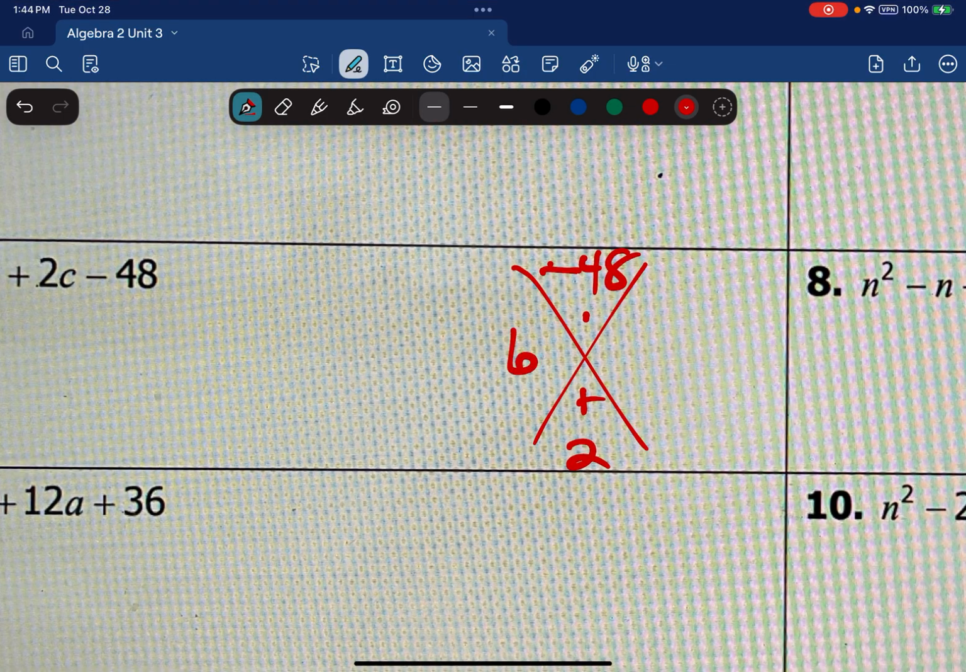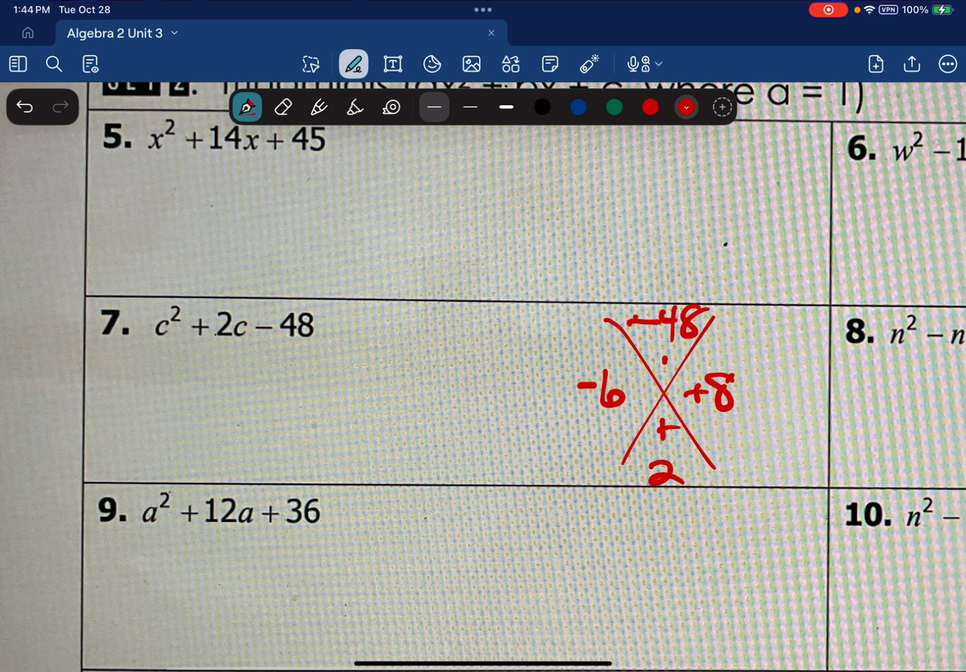Math facts, 6 times 8. 6 times 8 would multiply to be 48. If we subtracted them, I would get 2. To multiply to get a negative number, one of our numbers has to be negative. So when I add it and get a positive 2, I'd have to have a positive 8 and a negative 6 to get that positive 2 left over. So our 2 factors are c minus 6 times c plus 8.